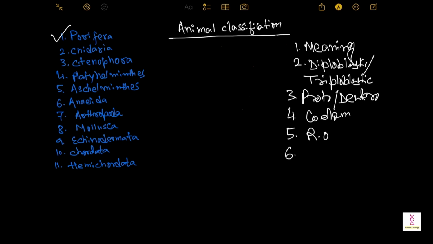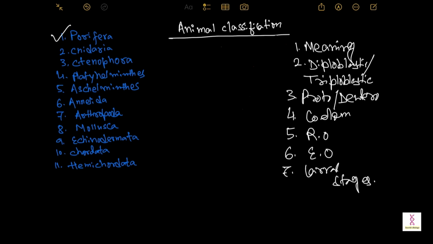The sixth point will be whether some excretory organs are present or not. And the seventh one will be whether there are any larval stages, the name of any larval stages. So these will be the points you have to memorize and write very easily, and the examples. Now come to the first phylum, that is Porifera.